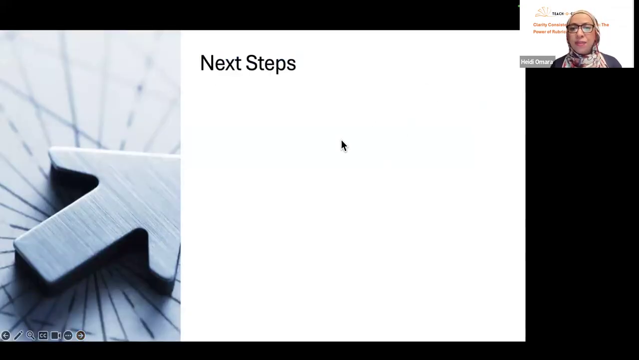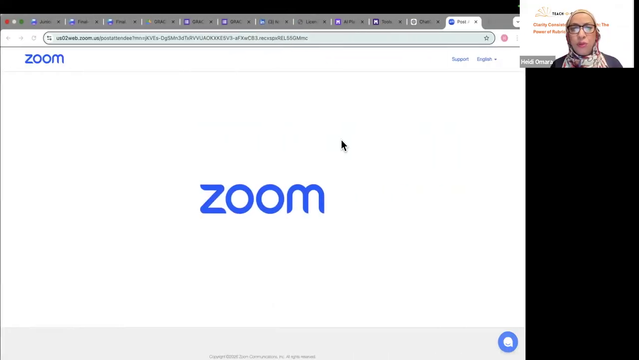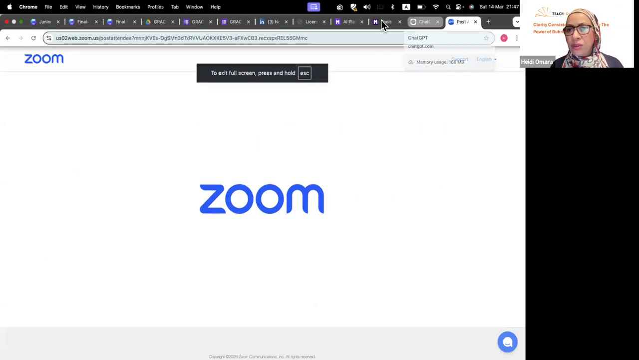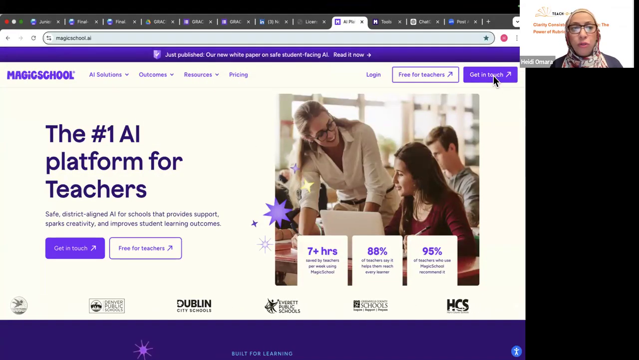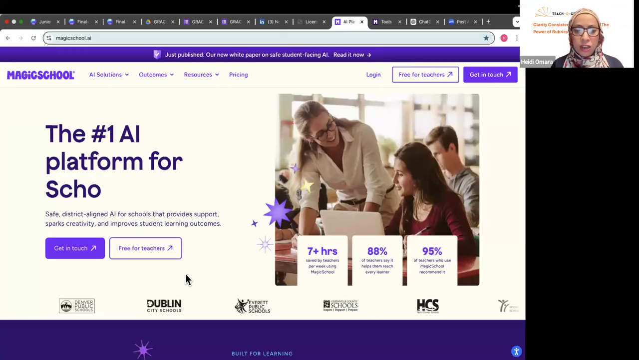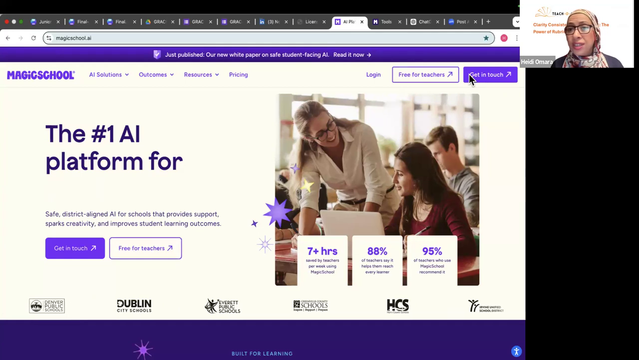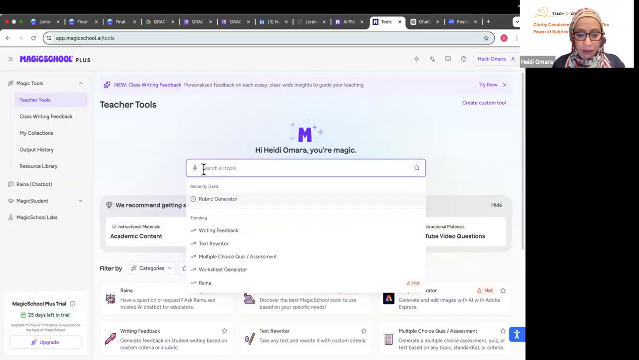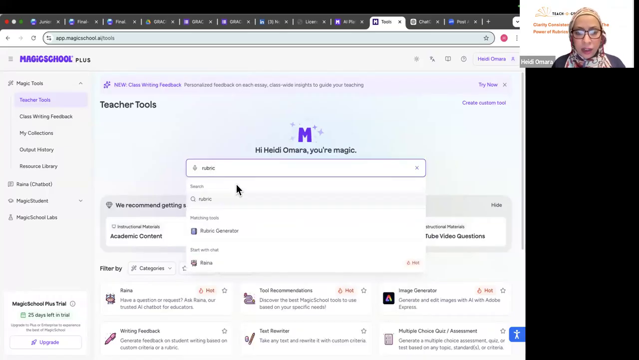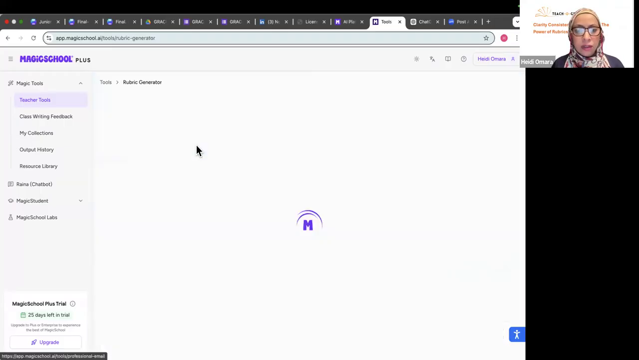Now, before we go to the next steps, let me show you an example for what we do here. So this is a platform that can help you with creating rubrics. It's called Magic School. You can just create an account, it's free for teachers. Here, after you open, this is my page, and here is what I have created. You can go here for search all tools. So you write rubric. Then you'll find rubric generator. Go to rubric generator. It's a very good friend.